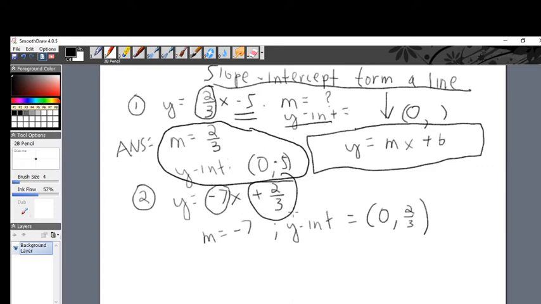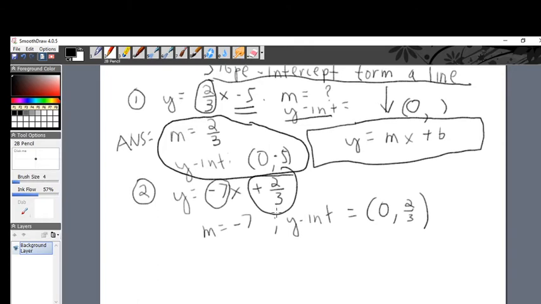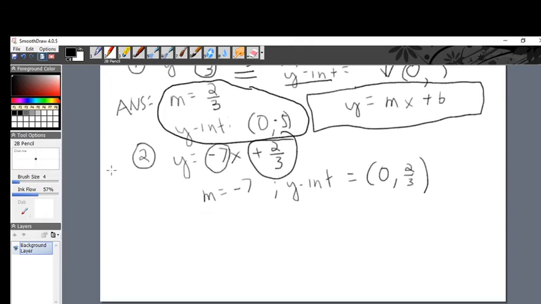Okay, now let me give you the next question. Here comes problem number 3. You're given 3x plus 4y equals 4, and you are asked, what is the slope, and what is the y-intercept?